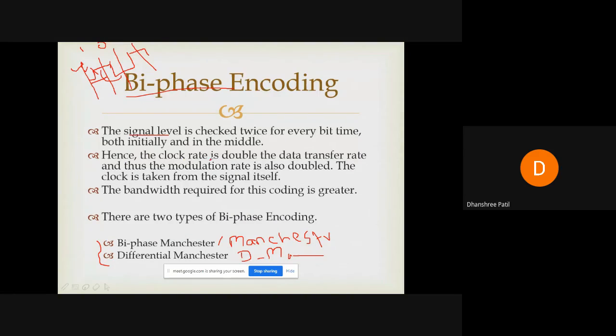Hence the clock rate is double the data transfer rate, and thus the modulation rate is also doubled. The clock is taken from the signal itself. The bandwidth required for this encoding is greater, because it is checking the signal twice. That's why more bandwidth is required, greater than the other techniques. So let's see which are these two techniques: biphase Manchester and differential Manchester, also called Manchester and D Manchester.